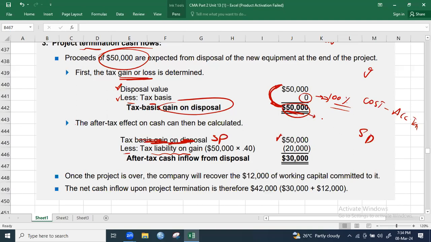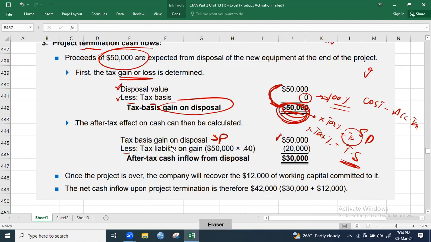Simply you will take the amount of gain multiplied by the percentage of tax, so you will get tax payments. But if you have a loss, the loss will be multiplied with the tax percentage, so you will get tax saving. Tax payments you will deduct here if you have a gain, and tax saving you will add here.